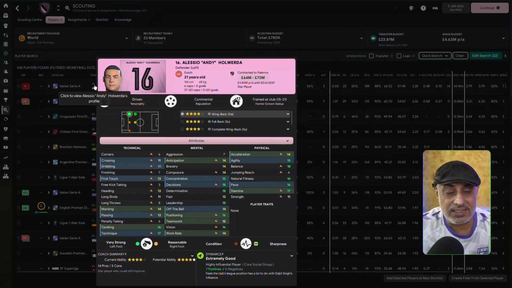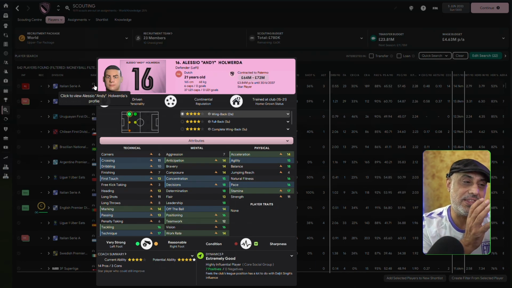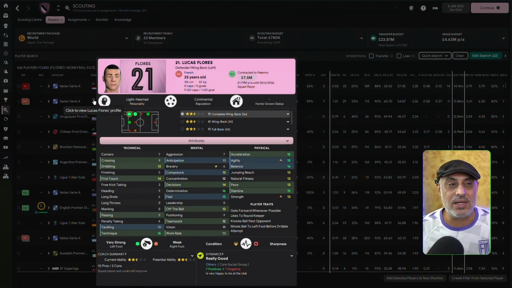He's got fantastic mentals. He's got phenomenal physicals. Yes, his technical skills. He's got decent crossing. He's got good passing. He's got vision. He's got decisions. He's got decent flair. He's got fantastic off the ball. Everything about him tells me, please play me, right? Please play me. So why is this player outperforming the other fullback?